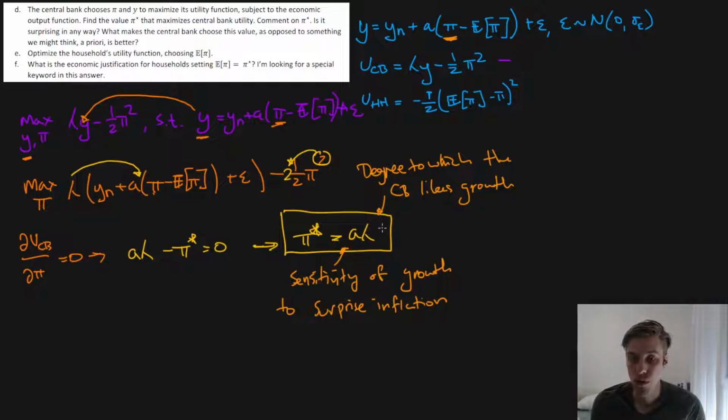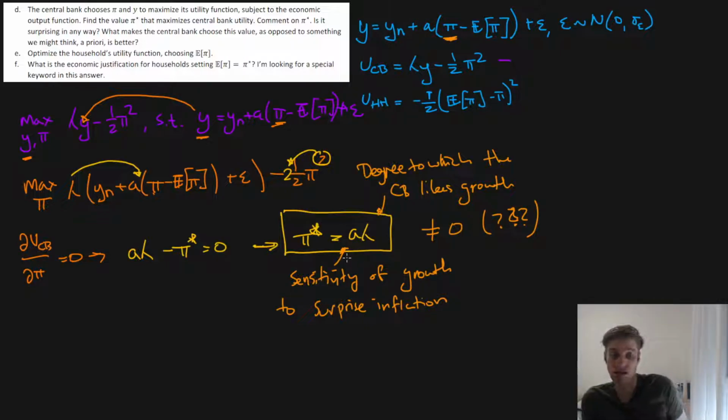Now, what is surprising is that this does not equal 0. Okay, maybe a priori we would think inflation is a bad thing, and so the central bank should just choose 0 inflation and be done. But it's not a bad thing, and it's not a bad thing because of this term in the function. We wrote down that inflation can cause growth. See, this is positive. So if there's inflation, then the economy can grow, and the bank likes growth. Okay, so that's why it does not choose 0.